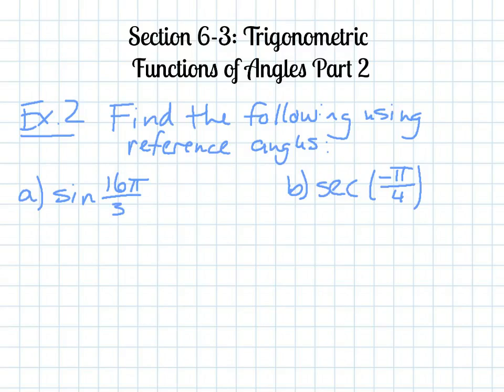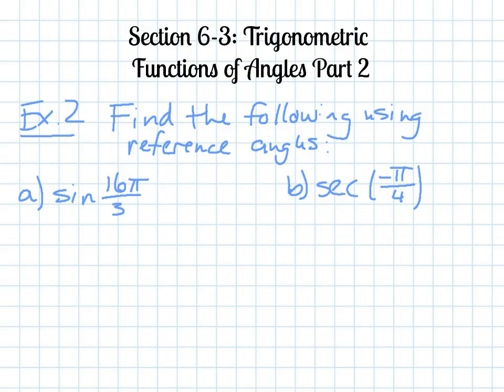Continuing our discussion from section 6.3 in part 2. Here, now we're using reference angles to help us evaluate. So here, if I have sine of 16 pi over 3, then I need to first change my 16 pi over 3 so it's in between 0 and 2 pi, just like I did for the previous 870 in the last example.